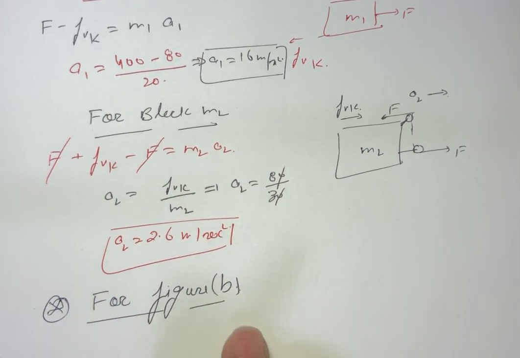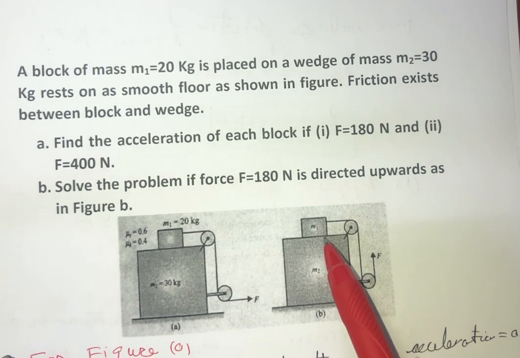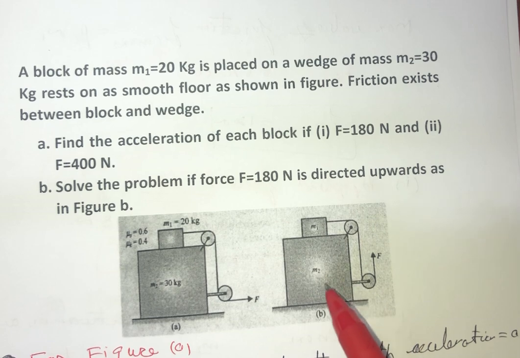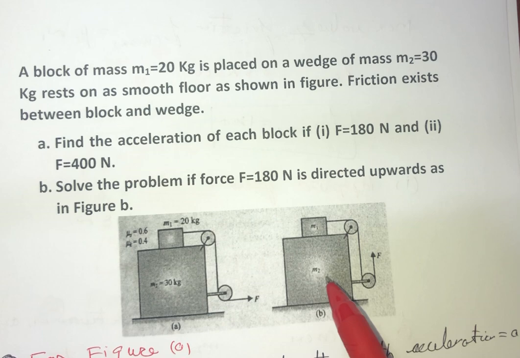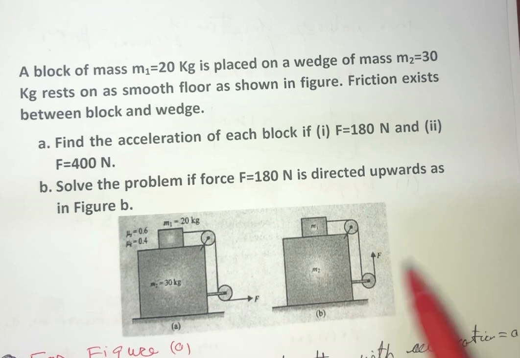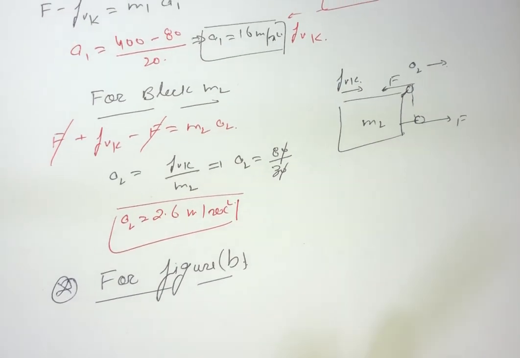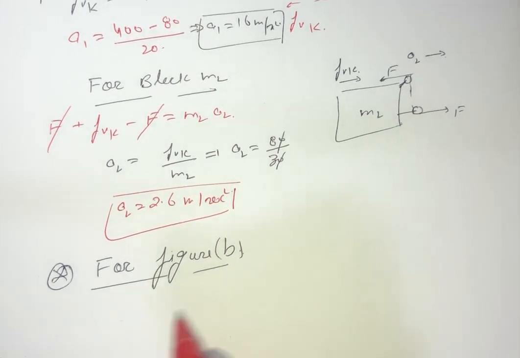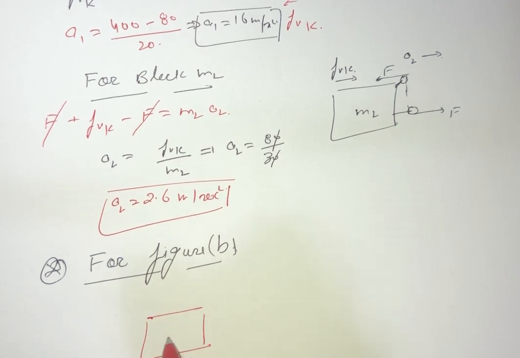For figure B, we can say there is not much change in the mass M1, but the only change will be in the mass M2. M1 will be the same, everything, only the changes will be present in M2. So for M1 it is the same. Let us draw it for M1. This is our M1.